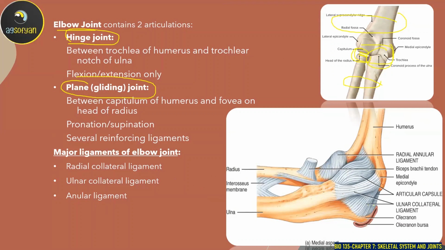And there are also ligaments that make this joint stronger. The first one is the radial collateral ligament. So this is the radial ligament, and then the ulnar ligament, the bottom side, and the annular ligament on the other side. So from the other part of this joint.